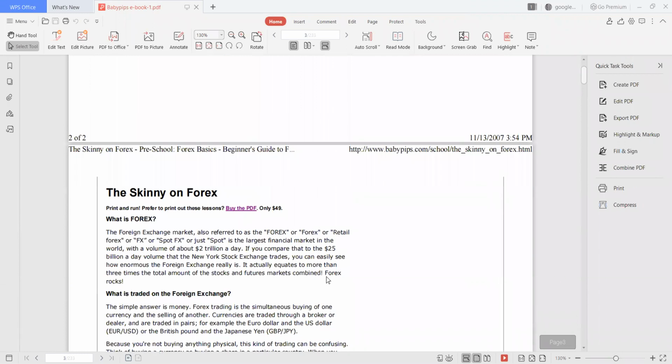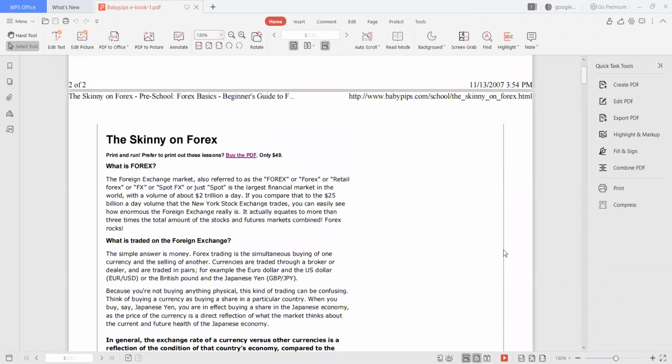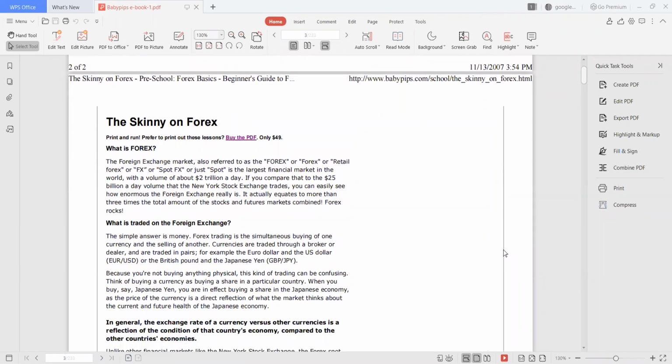See, first things first. This is the introduction to Forex. What is Forex? The foreign exchange market is also referred to as the Forex, or retail Forex, or FX, or spot FX, or just spot. It is the largest financial market in the world. By the time this book was written, it was the largest, but it was not yet that large.